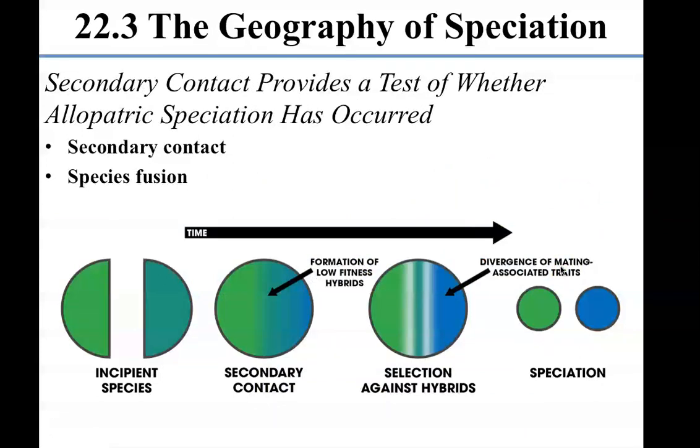Why do we care? Because this is a test of whether those two populations have diverged enough to be reproductively isolated. If there hasn't been enough divergence or enough time, then after secondary contact those two populations are going to return to being one species, one gene pool. If that happens, the two populations will interbreed and turn back into one species, one population, and that's called species fusion.